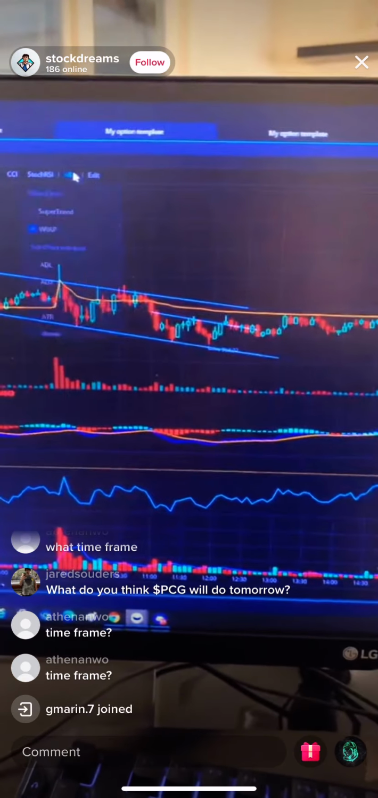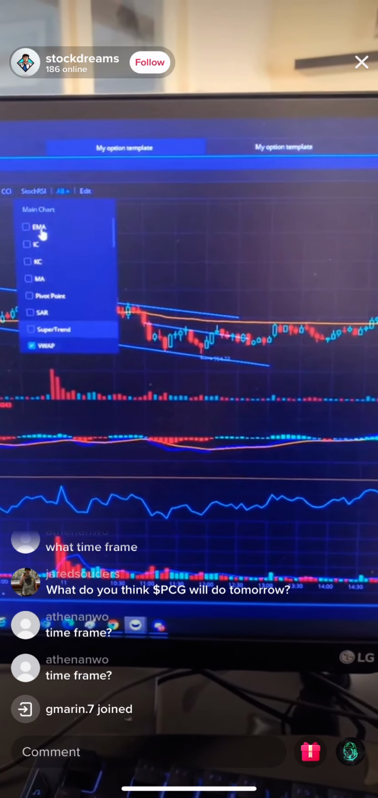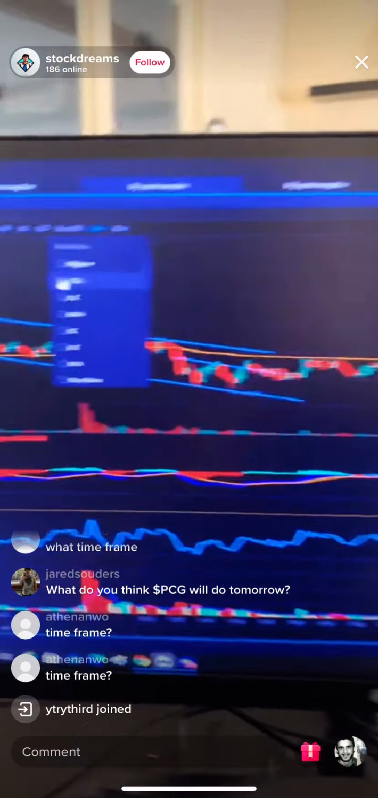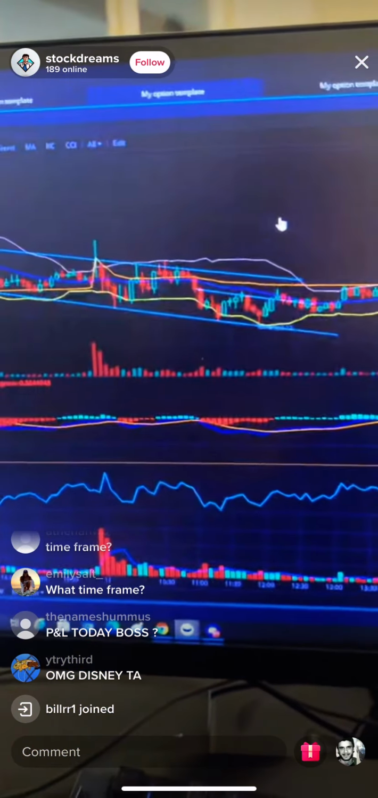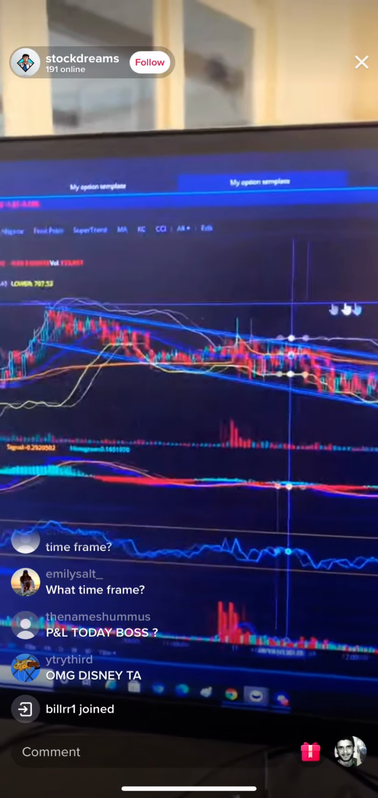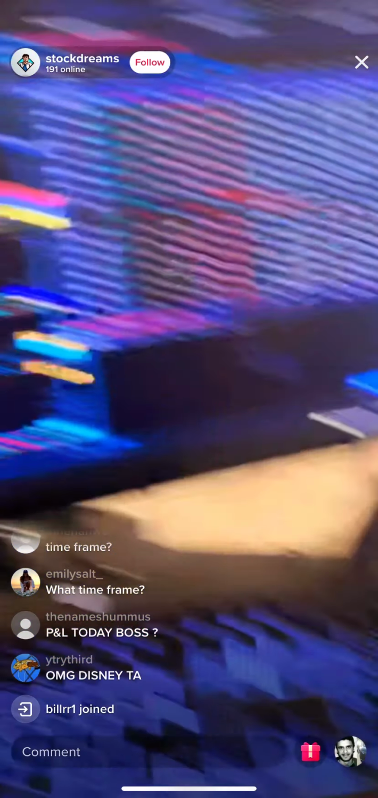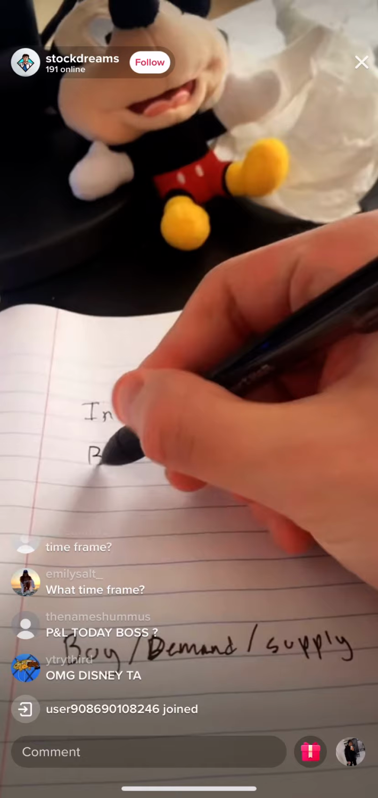The indicator we're going to go into is called the Bollinger Bands. You should find it right here, called Bull. I don't always use Bollinger Bands, but when I do, they work pretty well. So we're going to head over here.